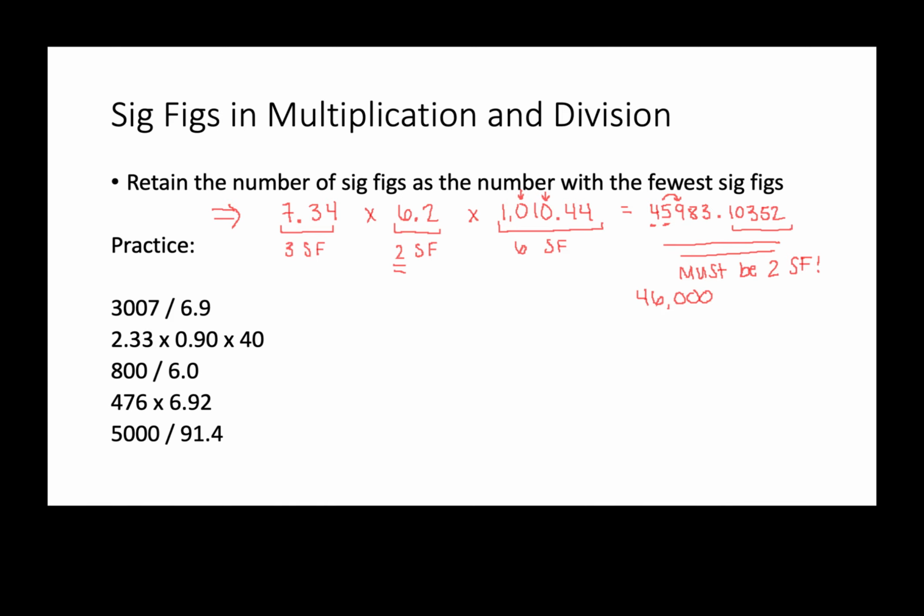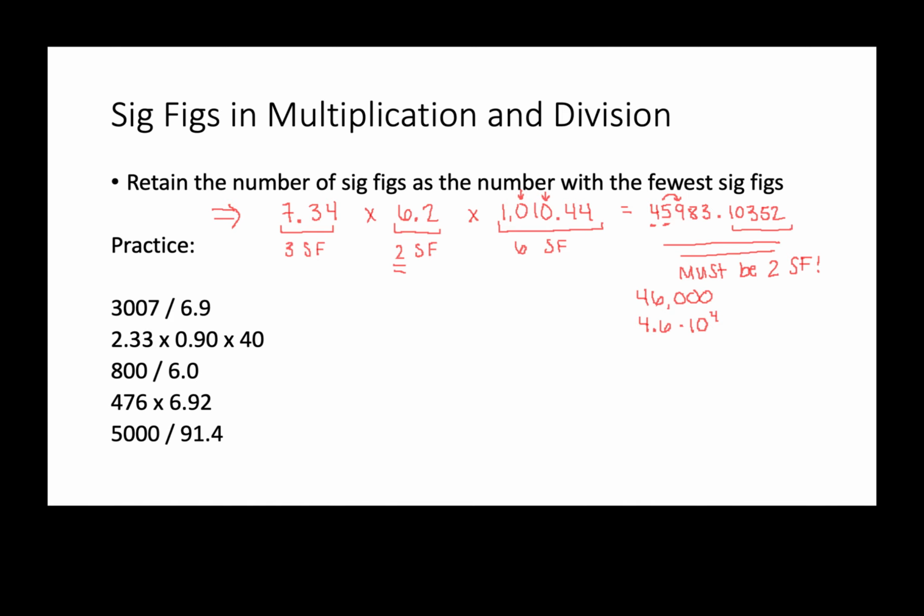So the best way to represent this number is to put it in scientific notation. And we do that by writing 4.6 times 10 to the 4th. So there we have our 2 significant figures, and we still have the 10 to the 4 as our placeholders.